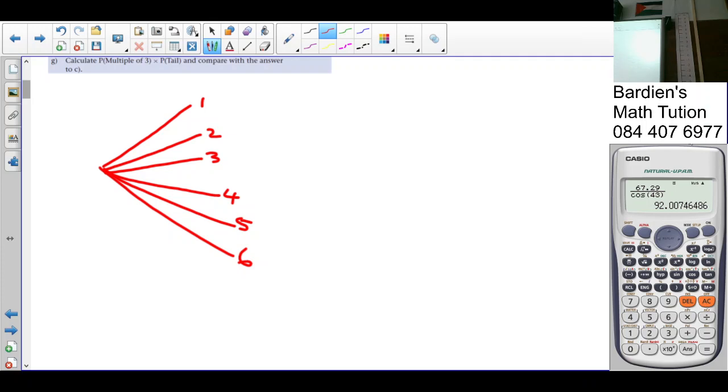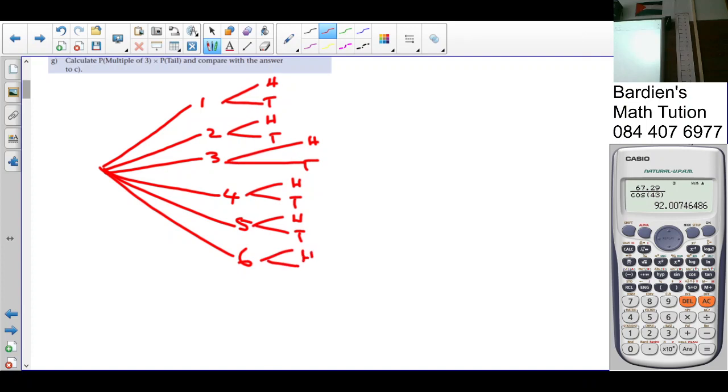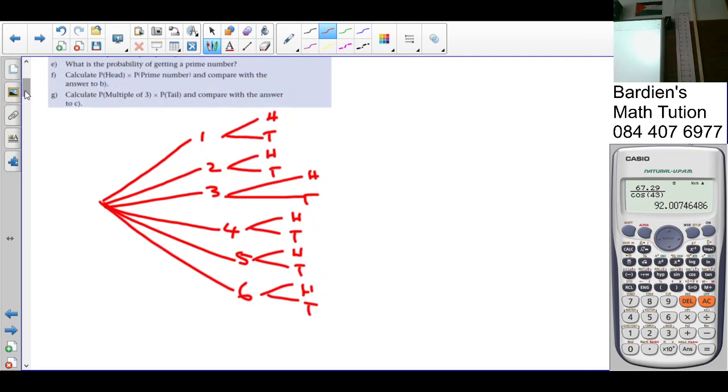So if you throw your dice first, and you toss your coin. If it landed on a 1, the coin could either be heads or tails. If it's on a 2, it's either heads or tails. 3, heads or tails. 4, heads or tails. 5, heads or tails. 6, heads or tails. If they ask you to list your outcomes, you must list your outcomes. It could be 1 heads, 1 tails, 2 heads, 2 tails, 3 heads, 3 tails, 4 heads, 4 tails, 5 heads, 5 tails, 6 heads, 6 tails.